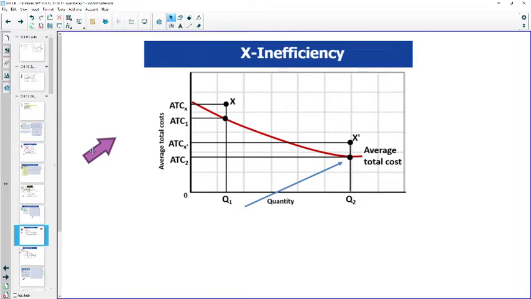We call this inherent inefficiency X-inefficiency. At any point, we should be at the red line for the average total cost curve, but we're not because we don't have competition.